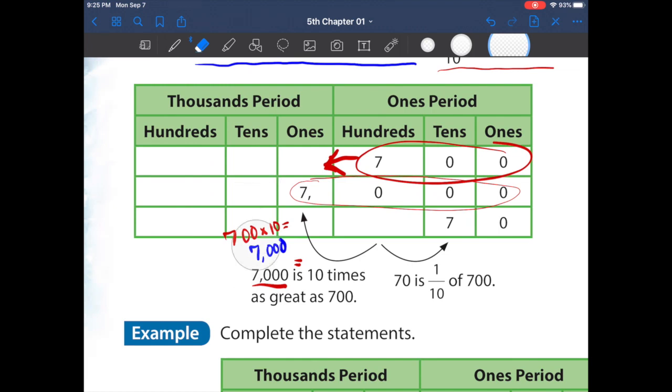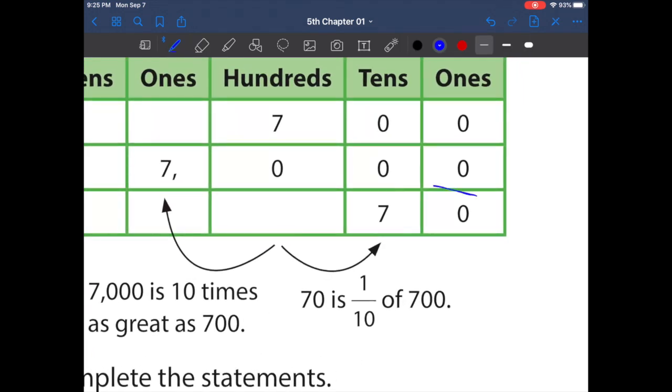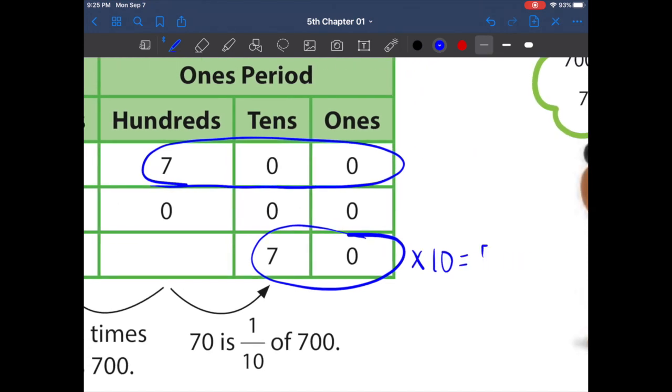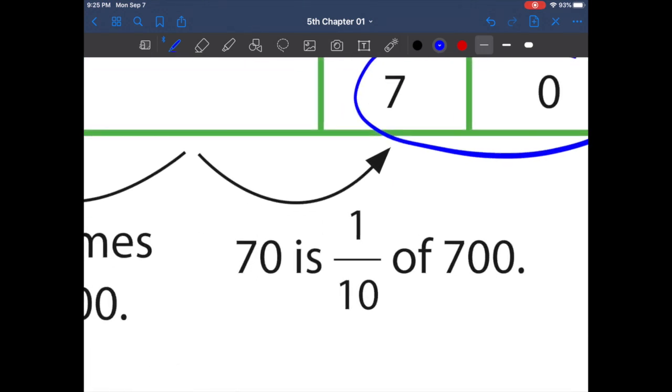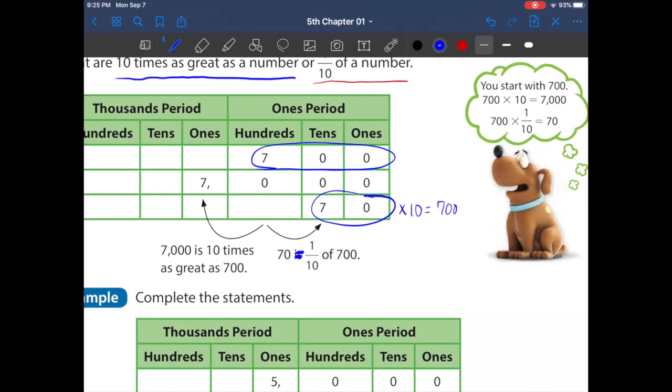Okay, now let's do it the other way. 70 is 1/10 of 700, right? If we're talking about right here, we would have to do 70 times 10 to get 700. So 70 is, remember, is means equals. All right, so 70 is 1/10 of 700.